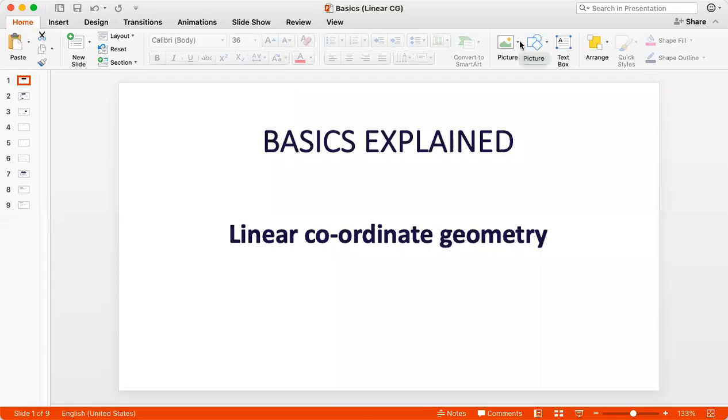Hello students, welcome to our continuing series Basics Explained, in which we cover the basics of topics that you are likely to see on the SAT and the ACT. Today we look at the basics of linear coordinate geometry, an important topic for both SAT and ACT math.